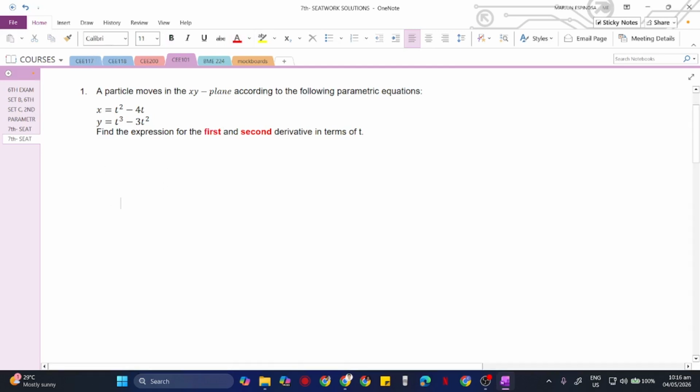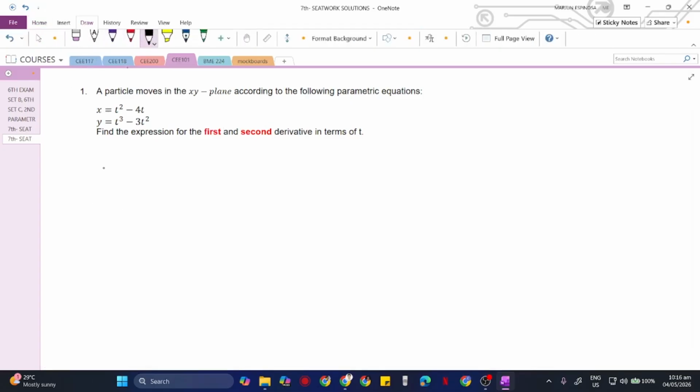t. Okay, so first, let's try to recall the formula for the derivative of y with respect to x for the given parametric equation. What is that, class? We have dy over dt over dx over dt. Okay, the dt cancels, so what remains is dy over dx.